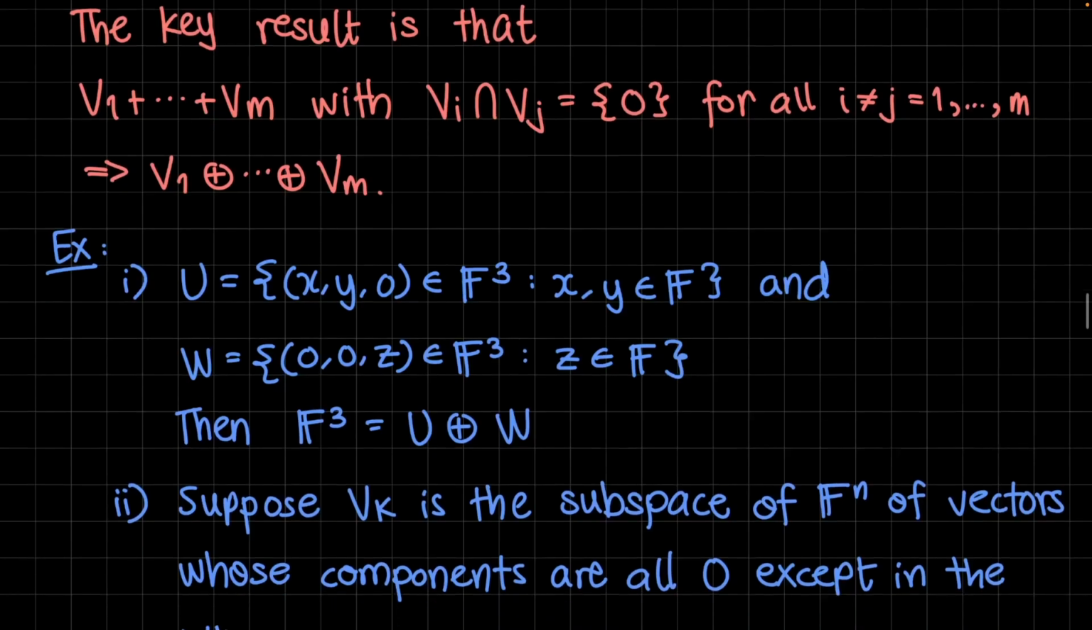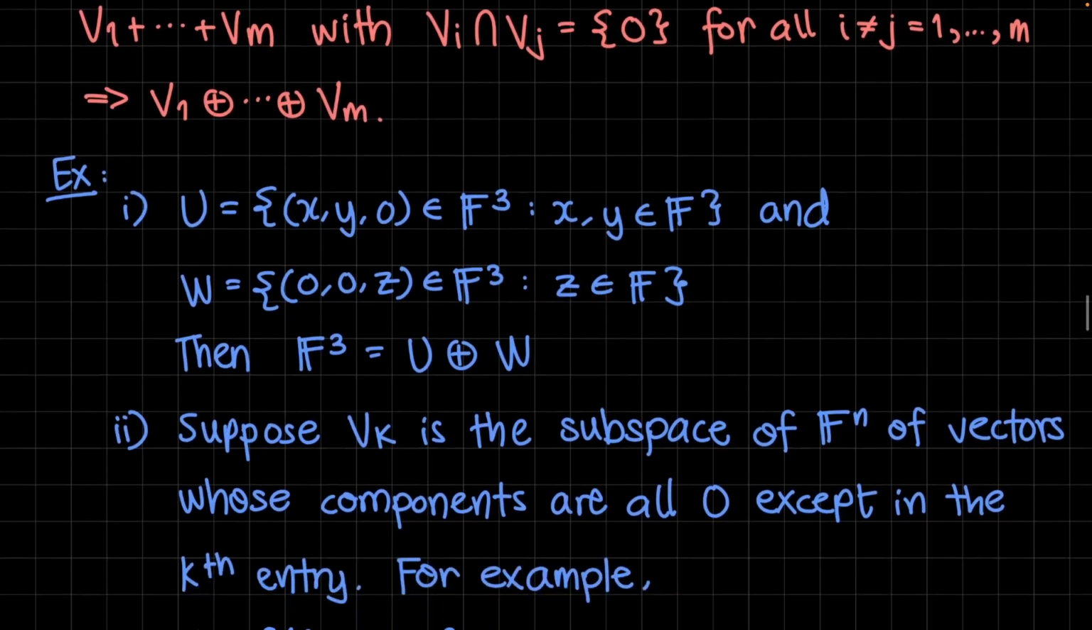So what's an example of a direct sum of subspaces? Let's take U, which is the xy plane, an element of F3 such that x and y belong to F, and W is just the z-axis. So (0, 0, z) belongs to F3 such that z is an element of F. Then F3, you can verify this, is just equal to U direct sum W.